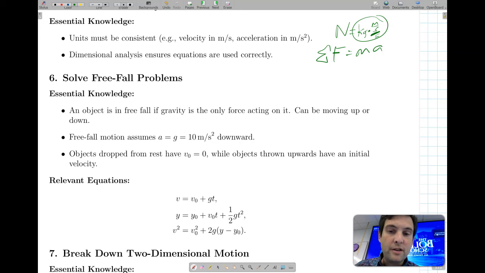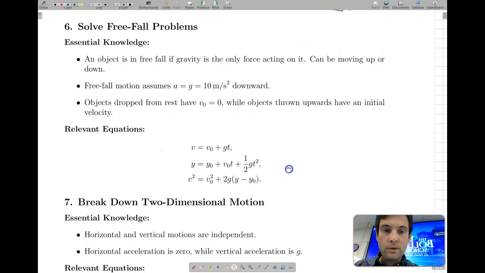We can also use dimensional analysis to make sure the equations are used correctly. It's kind of a way to check yourself, especially on free response questions. In my classes, midterms, there are no free response questions. So, problem for another day.